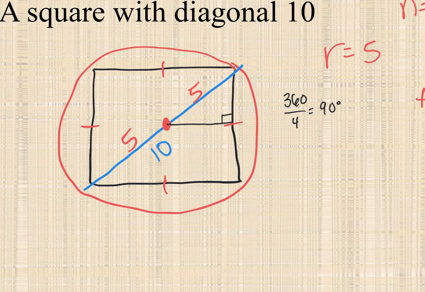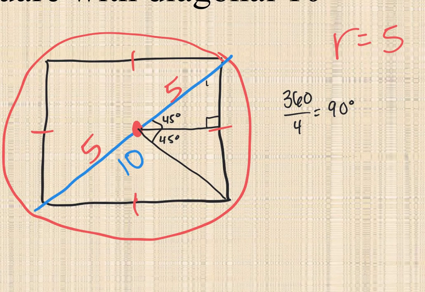So we know that if we drew two radiuses that are next to each other, this entire angle is 90. And if we cut that in half, that makes this 45 and this 45. Okay? So we know we're dealing with a 45, 45, 90. So these two legs are the same length. This is the same length as this.